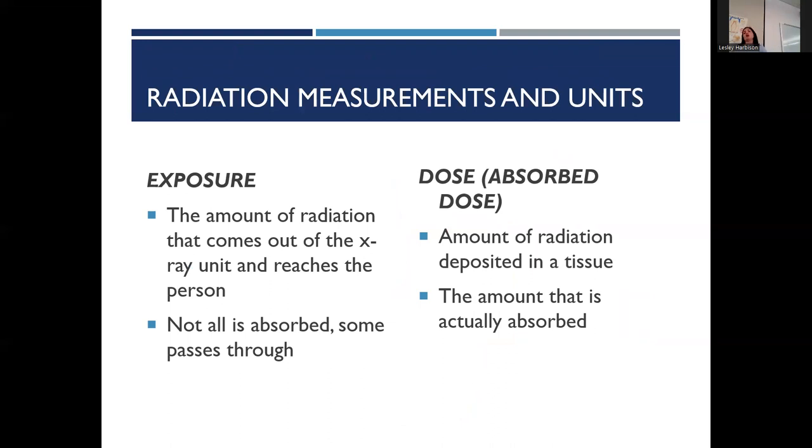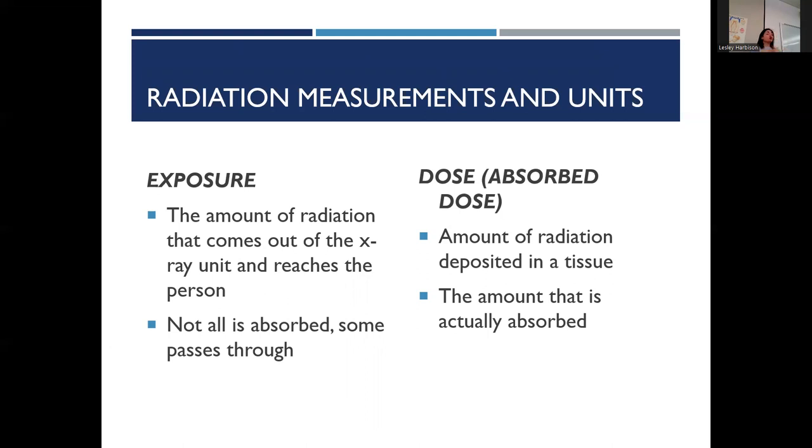Radiation measurements and units. Now some math is going to creep in here, so we're going to keep it simple because I just don't like math very much. Exposure is the amount of radiation that comes out of an x-ray unit and reaches the person. The amount that comes out of the unit and actually interacts with the person, that's their exposure. Not all is absorbed and some passes through.